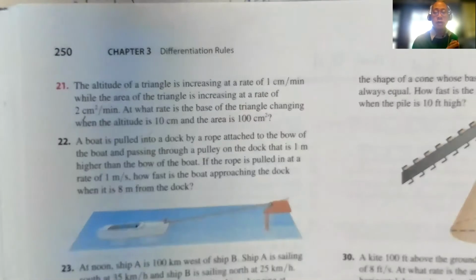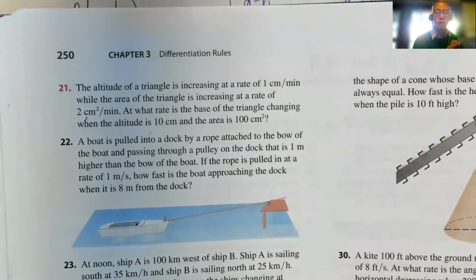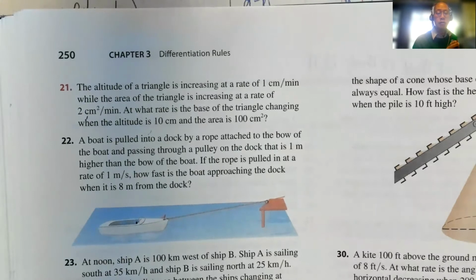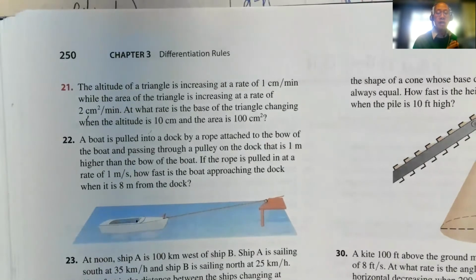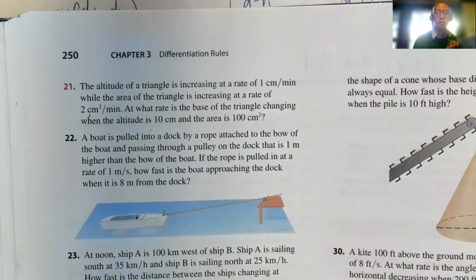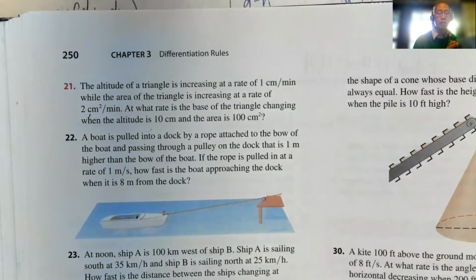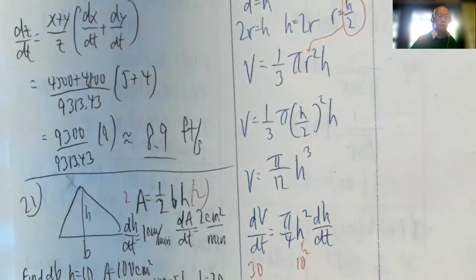The altitude of a triangle is increased at 1 centimeter per minute. The area is increasing at 2 centimeters squared per minute. At what rate is the base of the triangle changing? So that's dB/dt when the altitude is 10 and the area is 100 centimeters squared. Okay, so get all the data down.